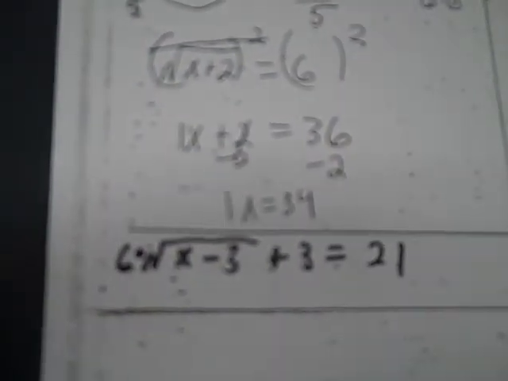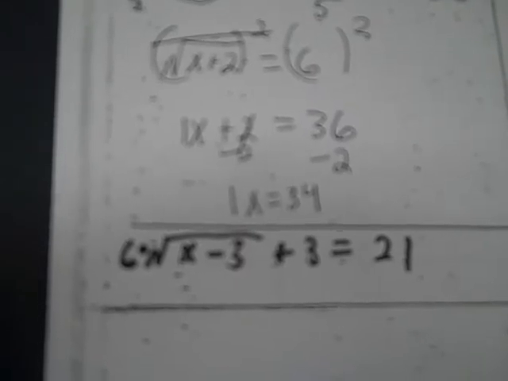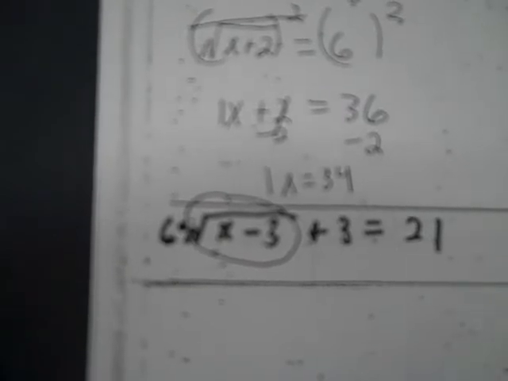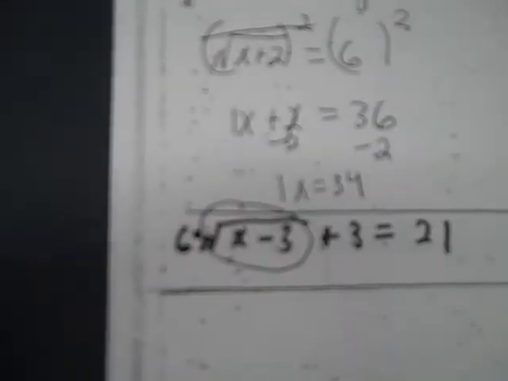Okay, the next problem, 6, square root of x minus 3. So it means 6 times the square root of x minus 3. And then after the square root is ended, I have a 3 being added here, then equals 21. All right, so I'm going to circle the square root. Now, we have to clear all the numbers outside the square root. Well, I have 2 of them. I have a plus 3, and I have a 6 times.